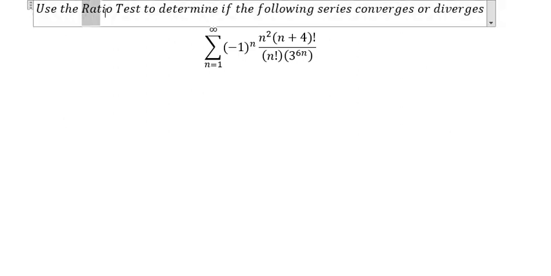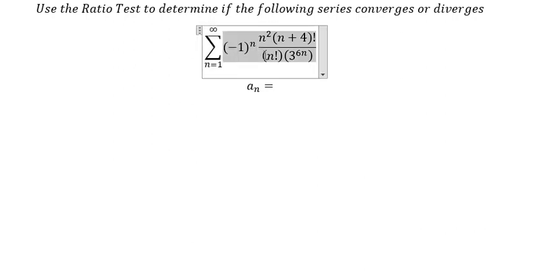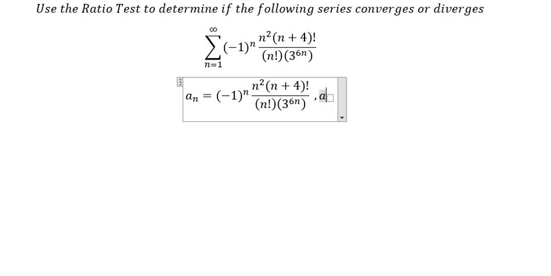Because we want to use the ratio test, we need to put a_n equals to this one. Then we need to find a_(n+1).